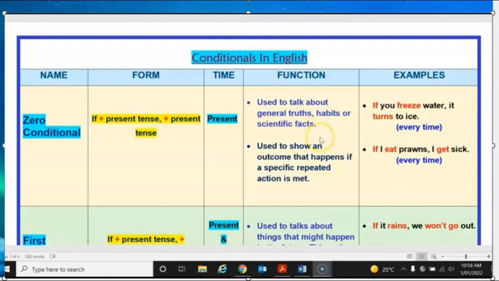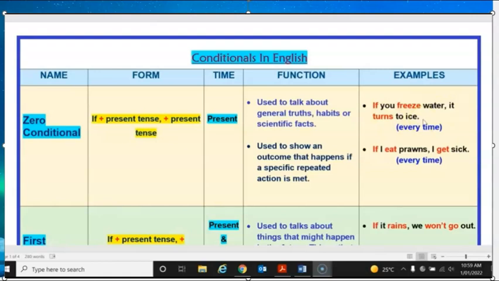So, for example, if you freeze water, it turns to ice. So this is something that happens every time. It's always true. Given this condition, this will be the result. So we've got if plus present tense, freeze, if you freeze water, comma, and then present tense, it turns to ice.